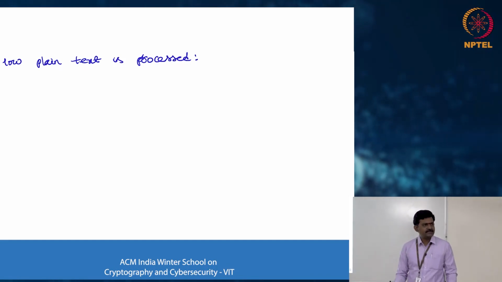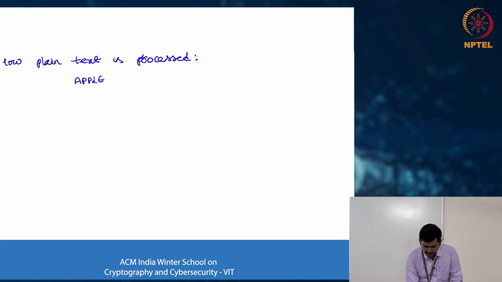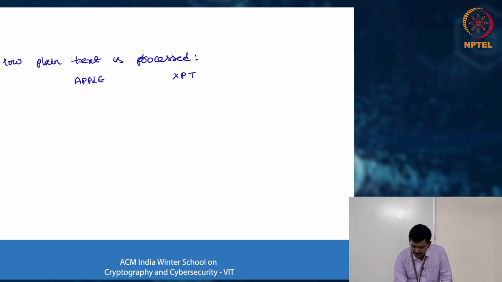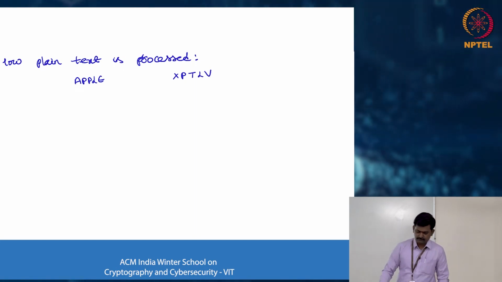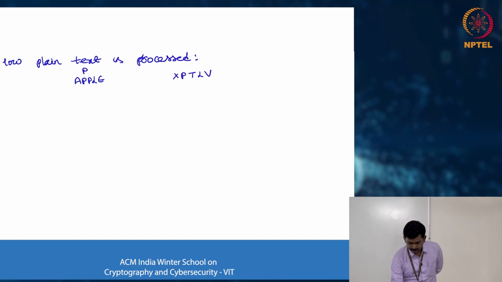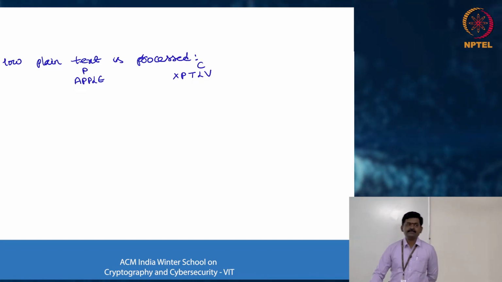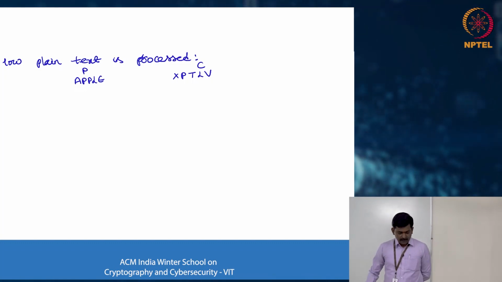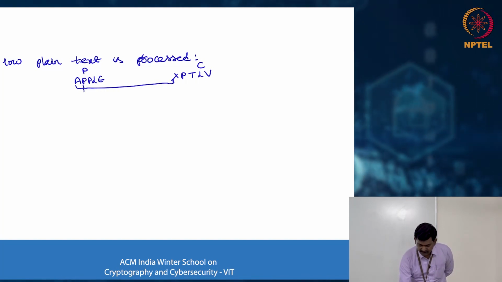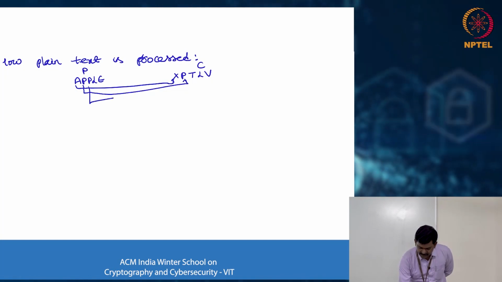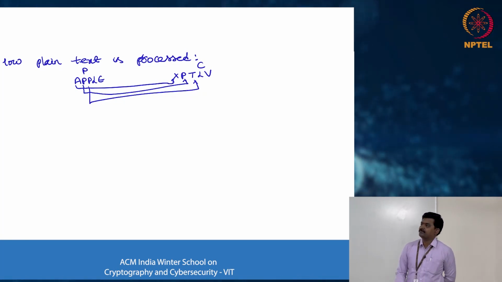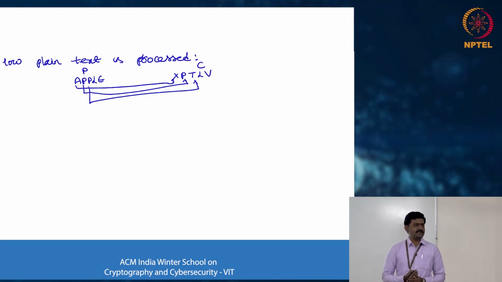Now, I have a plain text, like APPLE. I need some ciphertext, say XPTLV. This is my P, and this is my C. How do I get it? If you notice, in place of A, I got X. In place of P, I got P. In this place of P, I got T. In this place of L, I got L. In this place of E, I got V. So how do I get these cipher alphabets?